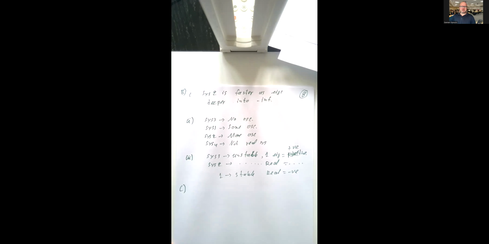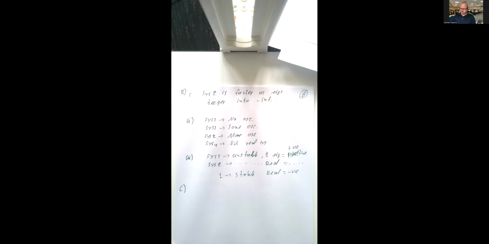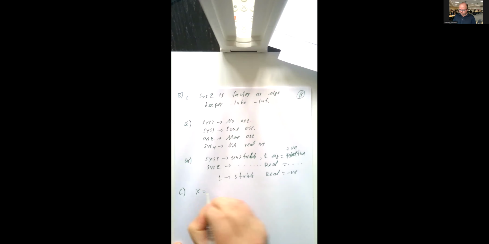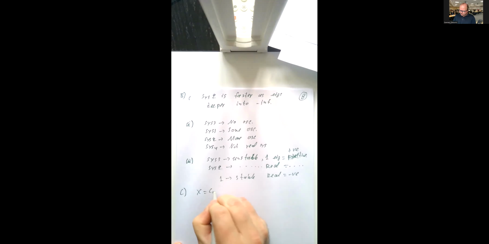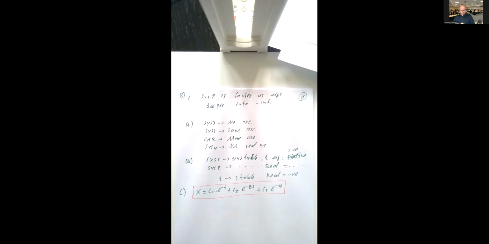Effectively says, again, I would say this is a bonus question. It is giving me a third order system with the eigenvalues at -1, -2, and -3. So the solution will be, we have seen this in the class, C1 e to the -t plus C2 e to the -2t plus C3 e to the -3t. This is my general solution. And now I go to the last question of this exam paper, which is D.